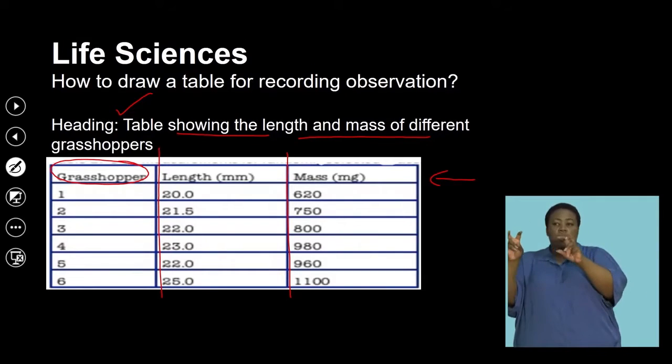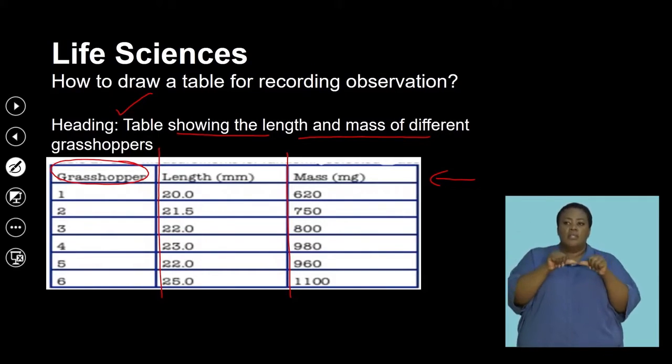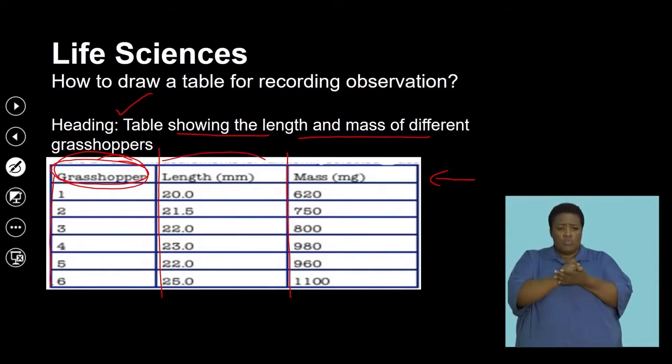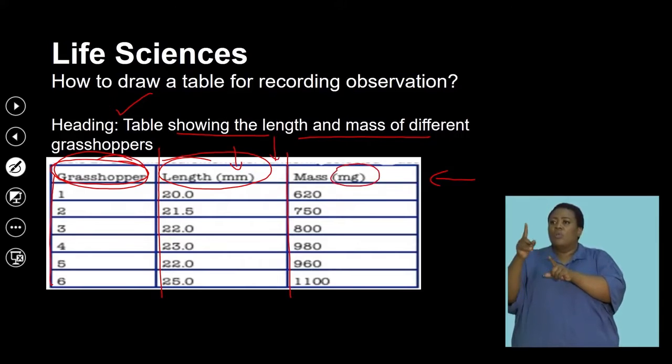So here we've measured the grasshopper's mass. And we've looked at the length of these grasshoppers. And we've recorded that for 5 different grasshoppers. So clearly here we're recording the different grasshoppers and we're recording their lengths. And as I mentioned, we've got to indicate the units only in the heading of the columns. We've also recorded the mass of these, and I've indicated that here.